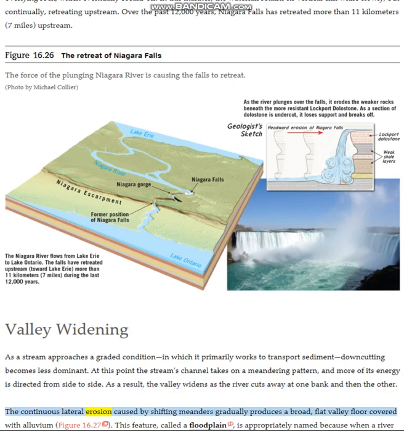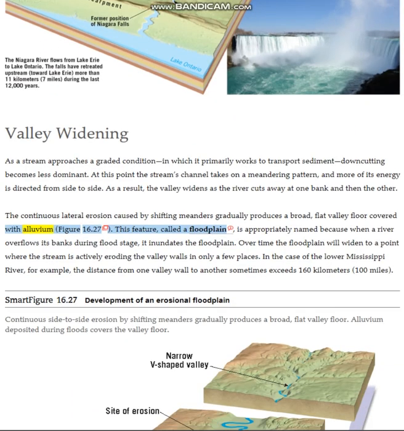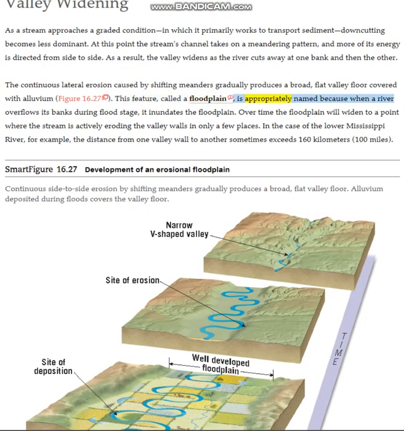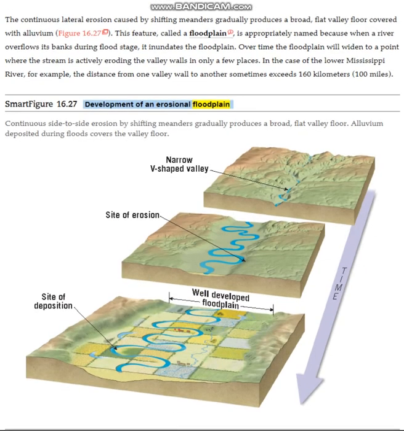The continuous lateral erosion caused by shifting meanders gradually produces a broad, flat valley floor covered with alluvium, figure 16.27. This feature, called a floodplain, is appropriately named because when a river overflows its banks during flood stage, it inundates the floodplain. Over time the floodplain will widen to a point where the stream is actively eroding the valley walls in only a few places. In the case of the lower Mississippi River, for example, the distance from one valley wall to another sometimes exceeds 160 kilometers, 100 miles. Smart figure 16.27, Development of an erosional floodplain.